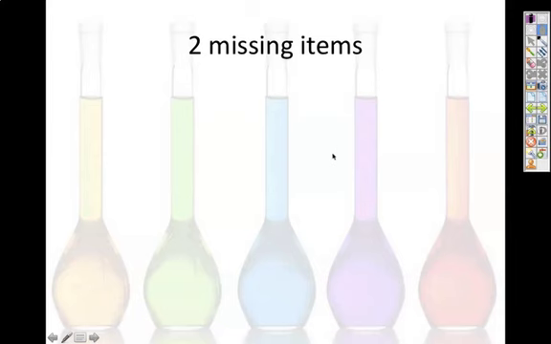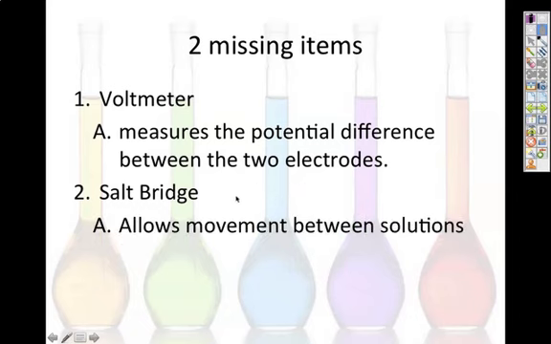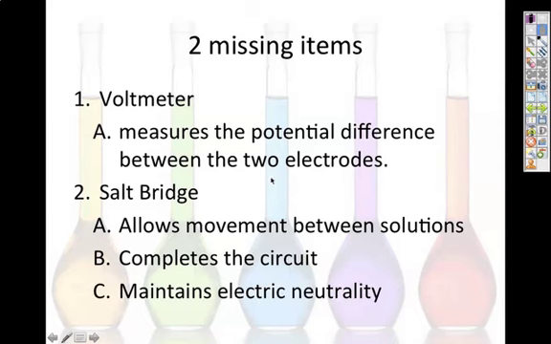Okay, 2 missing items. Voltmeter. It measures the potential difference between those 2 electrodes. And we know we also need a salt bridge, and that goes between the 2 different solutions. It's a place for movement of ions between the solutions, and it's what truly completes the circuit. It maintains our electric neutrality.